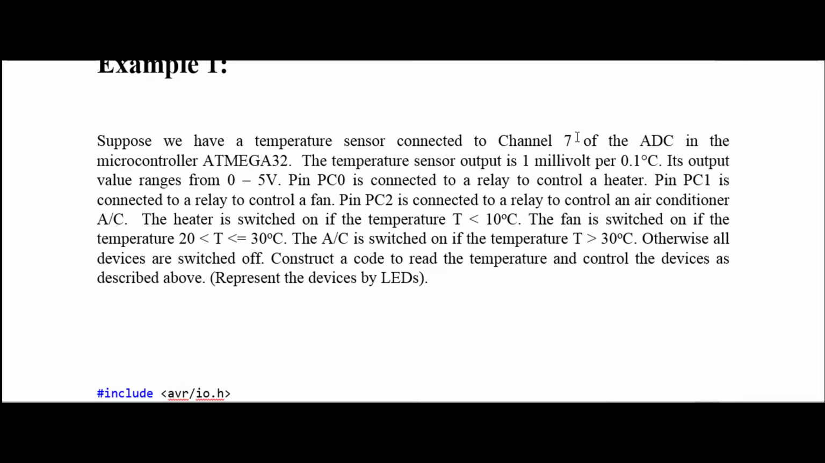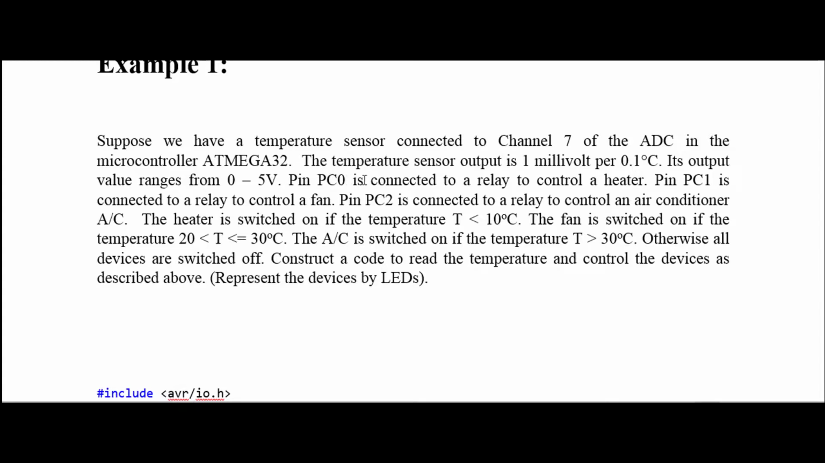So the sensor is connected to channel 7 of the ADC in the microcontroller ATmega32. The temperature sensor output is 1 millivolt per 0.1 degree Celsius. So every change of 0.1 degree Celsius will cause an increase in the output of the temperature sensor of 1 millivolt. The output ranges between 0 to 5 volts, so that means we can use the internal reference.